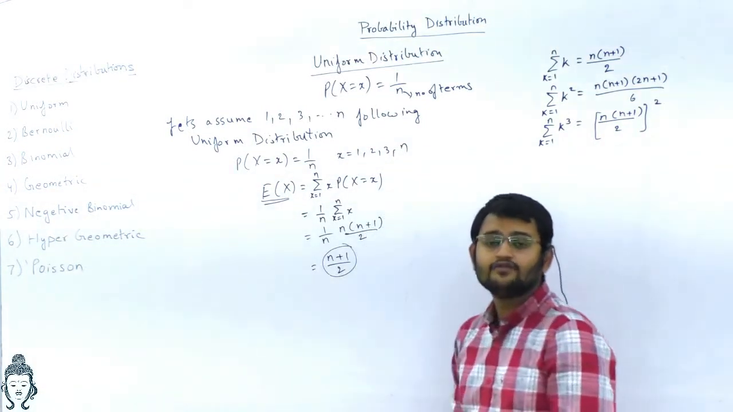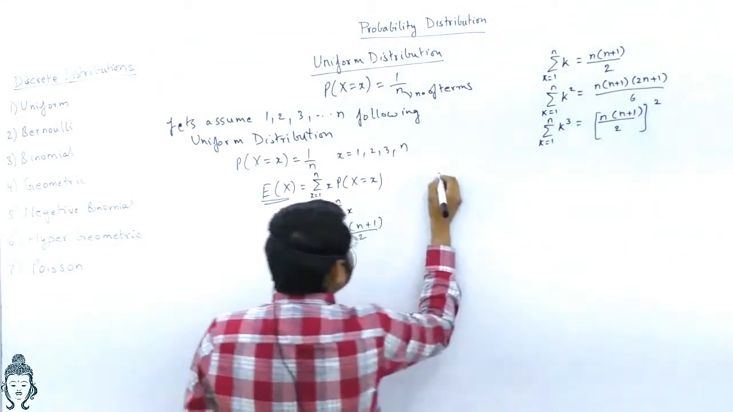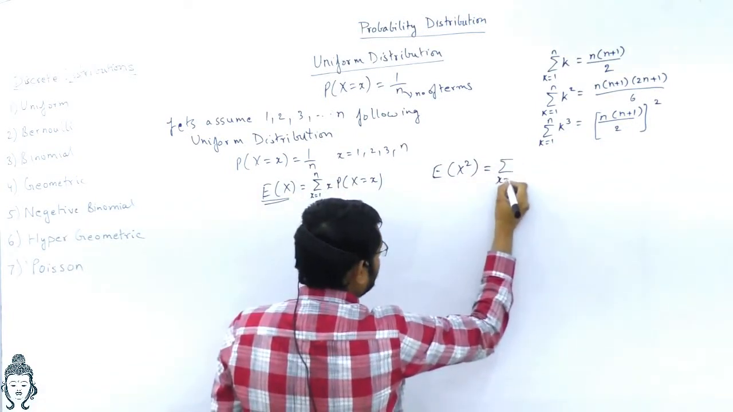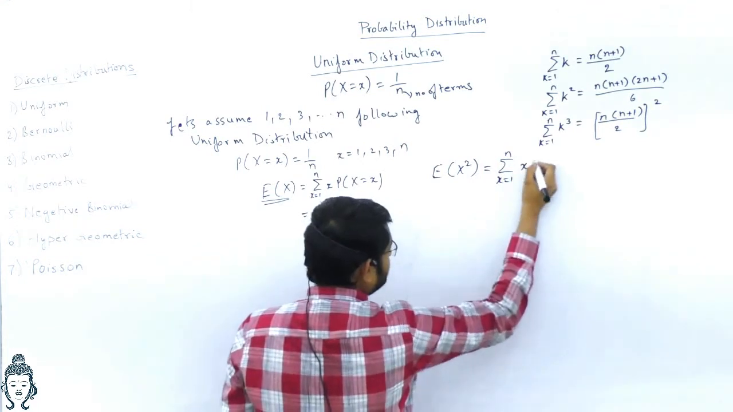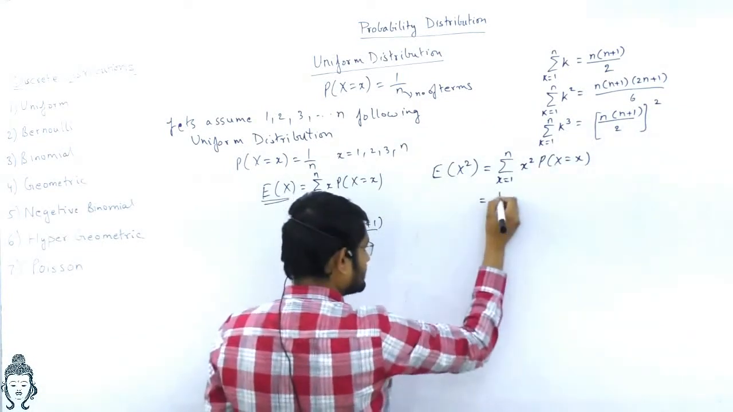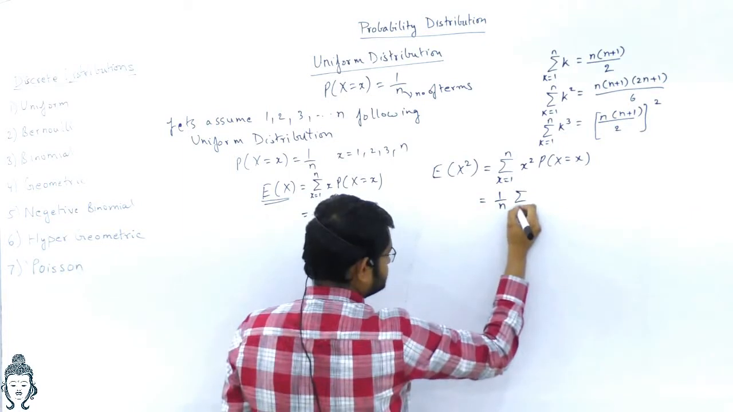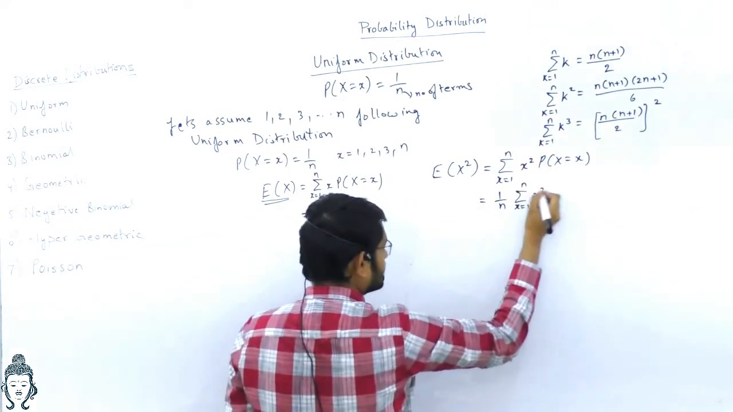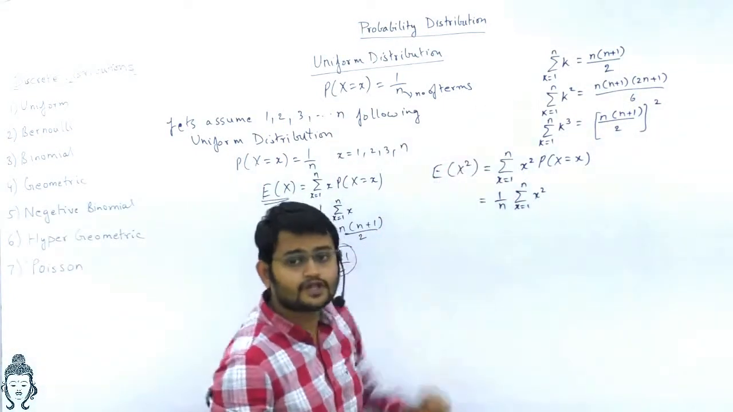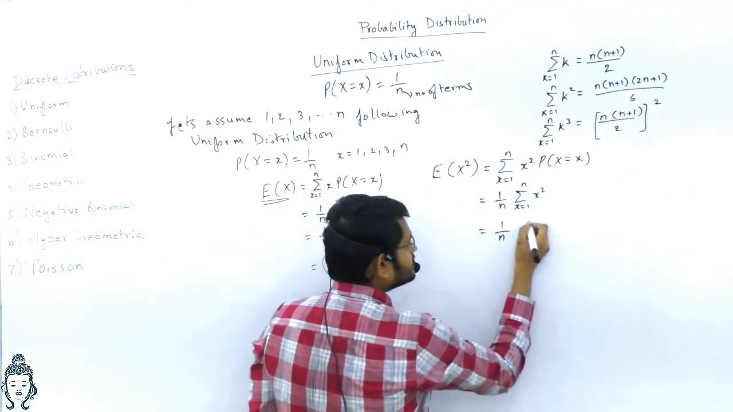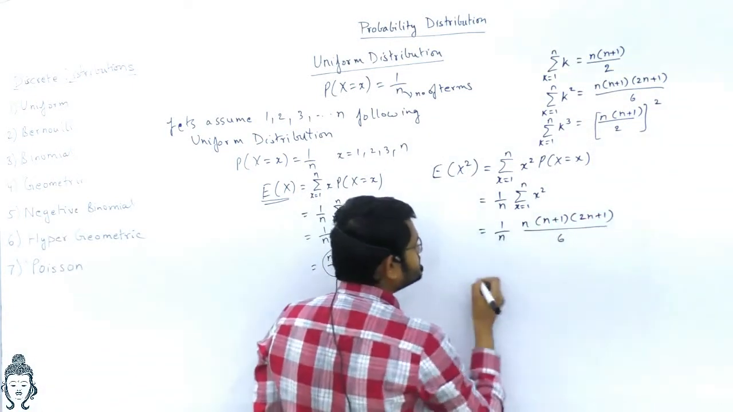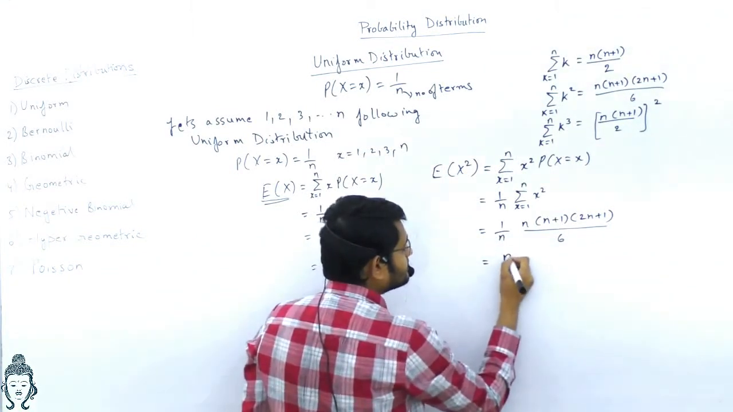Let's find variance. To find variance, we need the expected value of x square, E of x square. So E of x square is nothing but summation x equals 1 to n, we'll have x square times probability x equals x. Again, probability is just 1 by n. We get summation x equals 1 to n of x square. This is again the sum of squares of first n natural numbers. We have the formula for that too. So we'll write it as 1 by n into n into (n+1) into (2n+1) by 6.